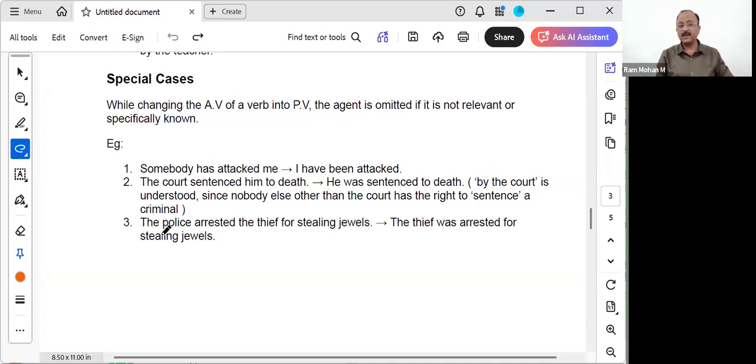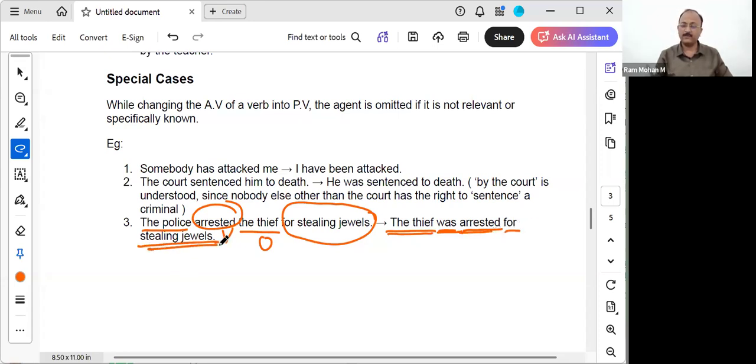The police arrested the thief for stealing the jewels. The police is the subject here, arrested is the verb, the thief is the object. For what purpose? For stealing jewels. In this case, the object will become the subject. The thief, because it is a simple past, was will get added. The thief was arrested. For what purpose? For stealing jewels.